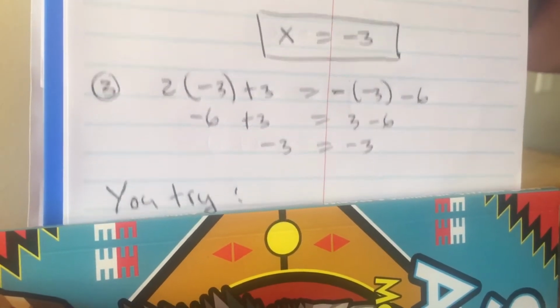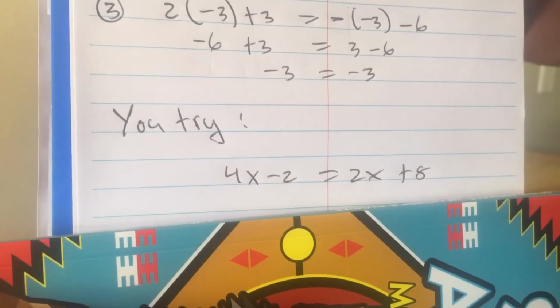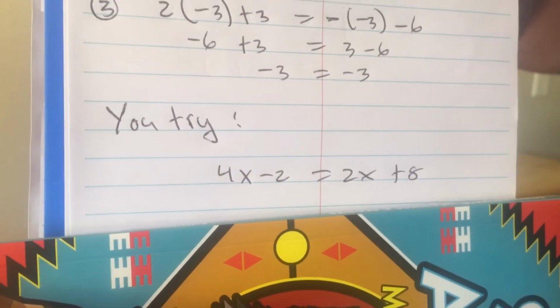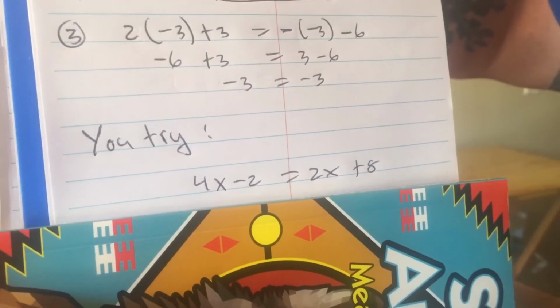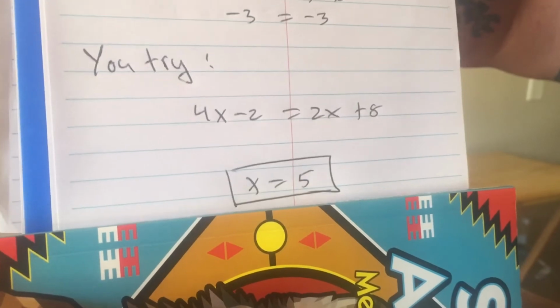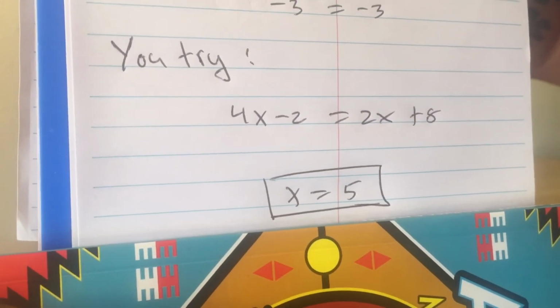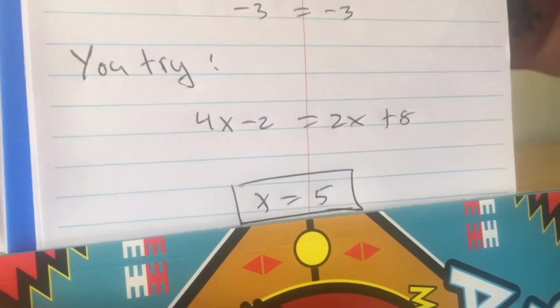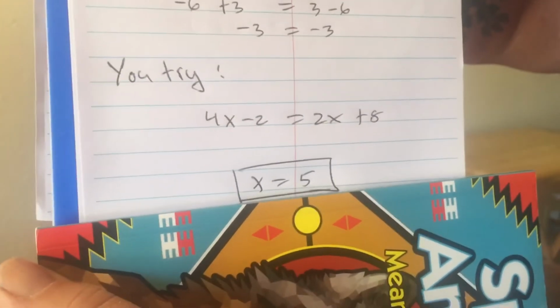So it works. Now, I want you to try 4x minus 2 equals 2x plus 8. The answer you should get is x equals 5. If you don't get that and you're stuck, send me an email and I'll work it out for you.